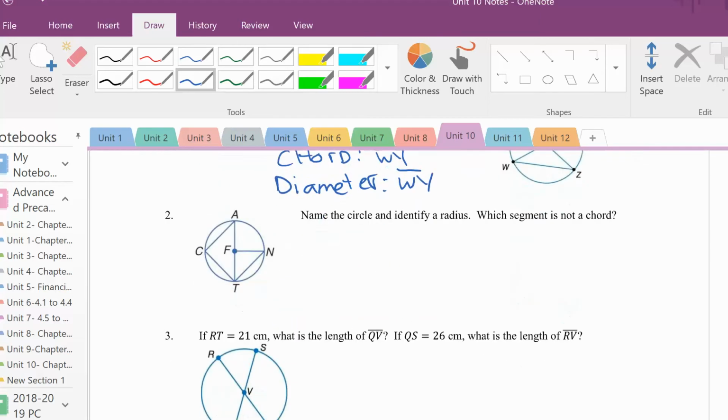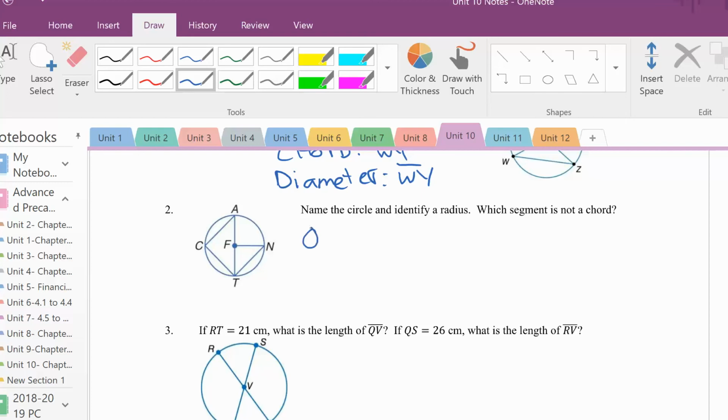Now, in this circle here, number 2, it says name the circle. So we say circle F. Radius, we could say is FN. It says which segment is not a chord. Not a chord would be FN as well, because FN, both endpoints are not on the circle.